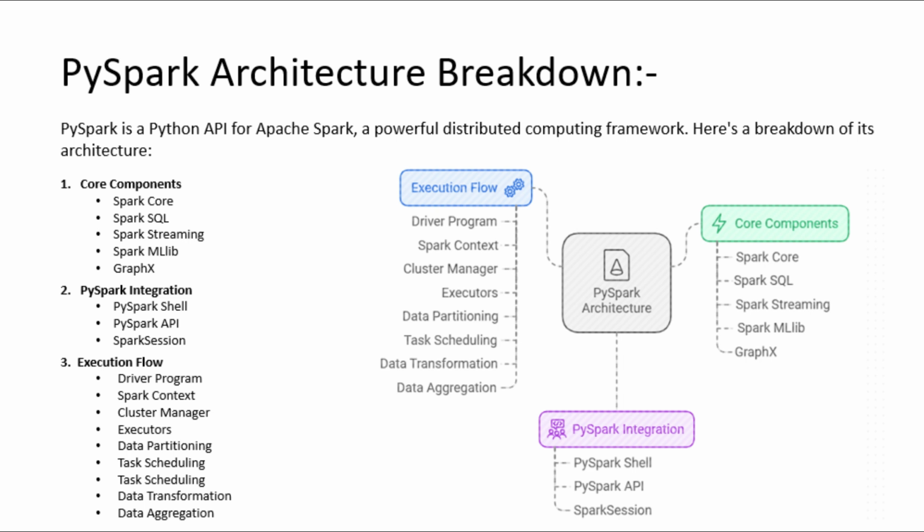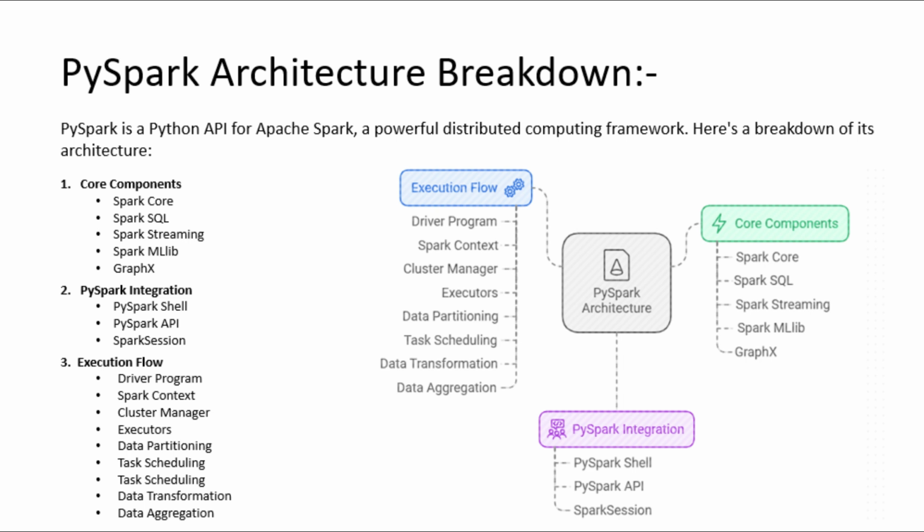PySpark architecture could be broken down to 3 layers. First is core components. The core components of PySpark include Spark Core, Spark SQL, Spark Streaming, and MLlib, which provide the foundation for task scheduling, memory management, fault tolerance, and machine learning capabilities. Second is PySpark integration. PySpark integrates with Spark Core, Spark SQL, and Spark Streaming to enable seamless data processing, querying, and real-time analytics capabilities. And last is PySpark execution flow.